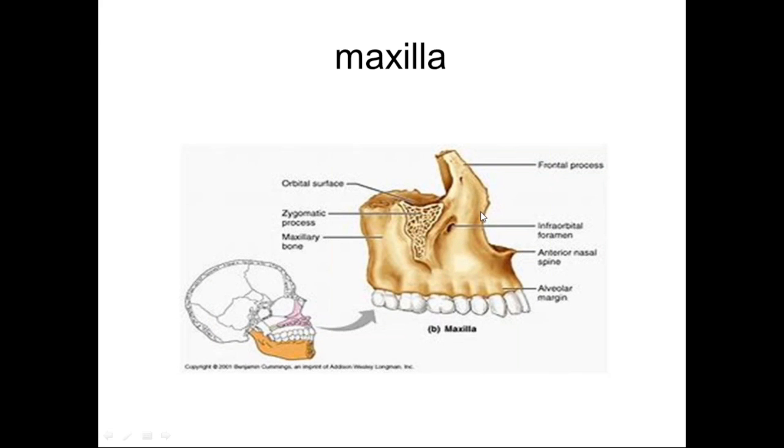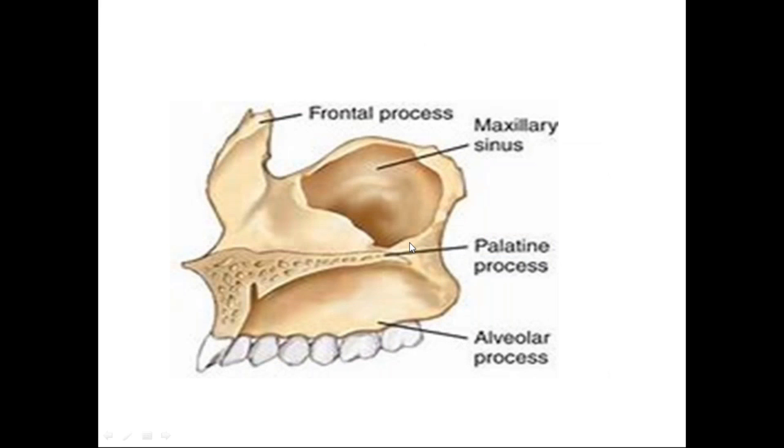Frontal process of maxilla, which is projecting upward. Alveolar process of maxilla. Zygomatic process of maxilla. Towards the inferior surface, you have palatine process of maxilla. So it has four processes. I am repeating again: frontal process, alveolar process, zygomatic process, and towards the inner surface, palatine process.